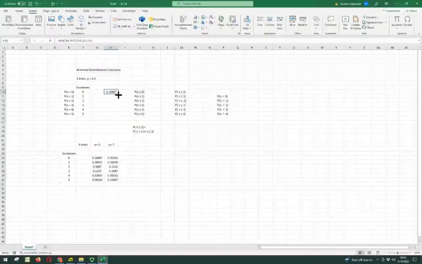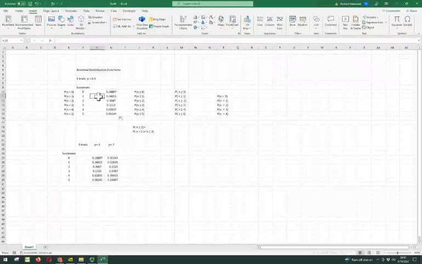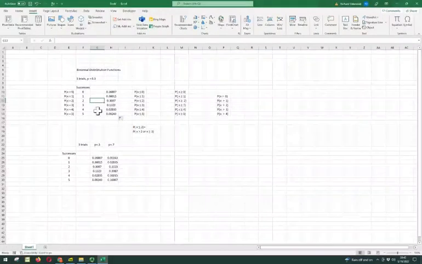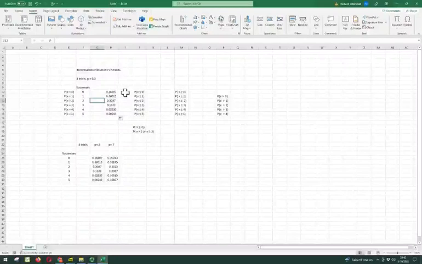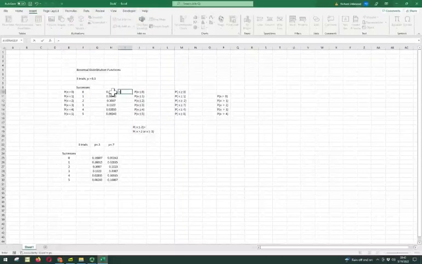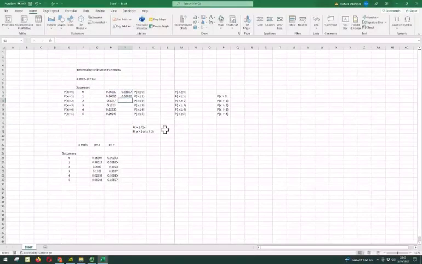I copy this down. Since I have the cell references, the probability of exactly 1 success is 0.306. Probability of exactly 2 successes 0.307, and so on. I can have the probability to be cumulative by adding up these successive probabilities. If I want the probability of 0 or 1 success, I add up those two probabilities so that 0.528 is the probability of 1 or fewer successes.